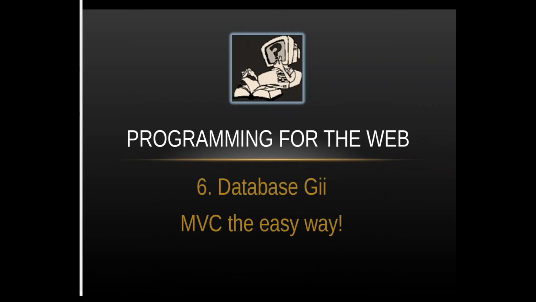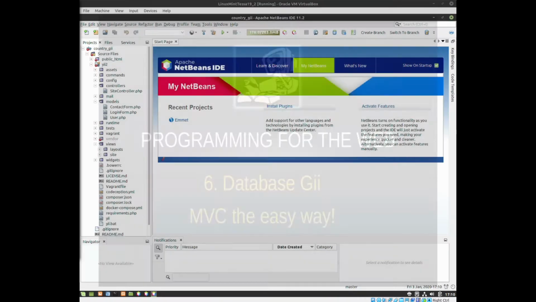Well, hello ladies and gentlemen, and in this episode, in this video, we're going to look at using Gii to create the MVC. And Gii is a magical tool. It really is magical because it creates the code for you. And there's nothing better than something writing code for you. So let's have a look at how Gii works.